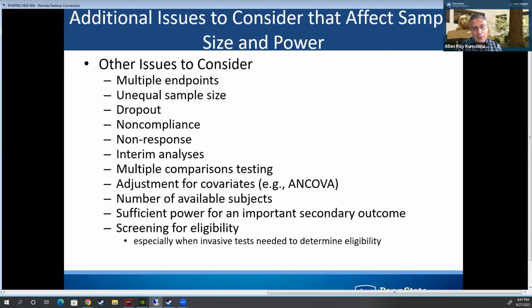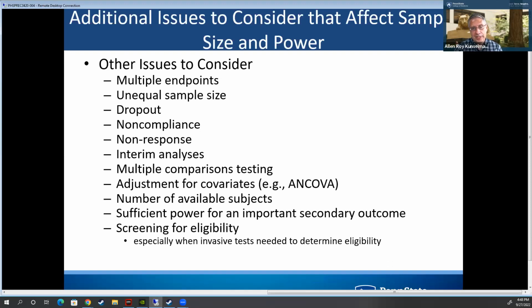So you need to figure out, what dropout rate do I expect? Is it 10%, 20%? And inflate your sample size to account for dropouts, because the calculators from SAS or Stata or any of those packages are telling you this is the N that you need complete data on. Other issues to consider would be non-compliance. Subjects aren't following the protocol. Are there provisions in there that we would kick them out because they're not compliant? And if so, that gets into dropouts and things.